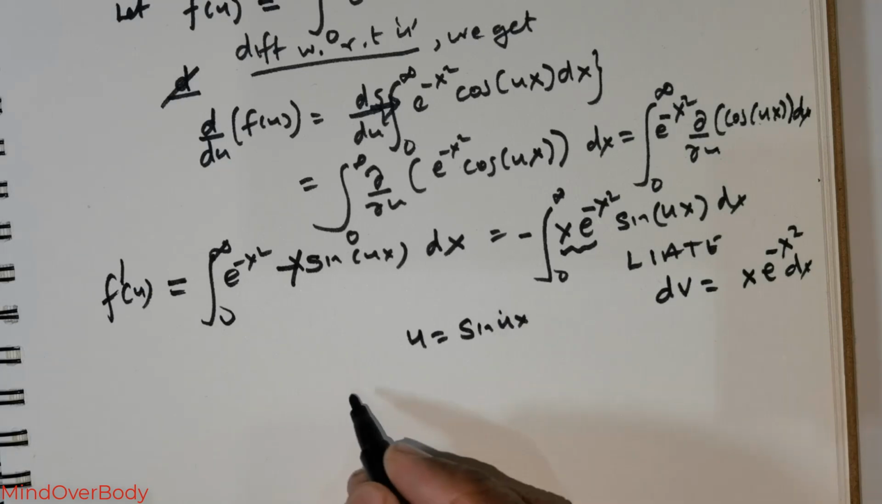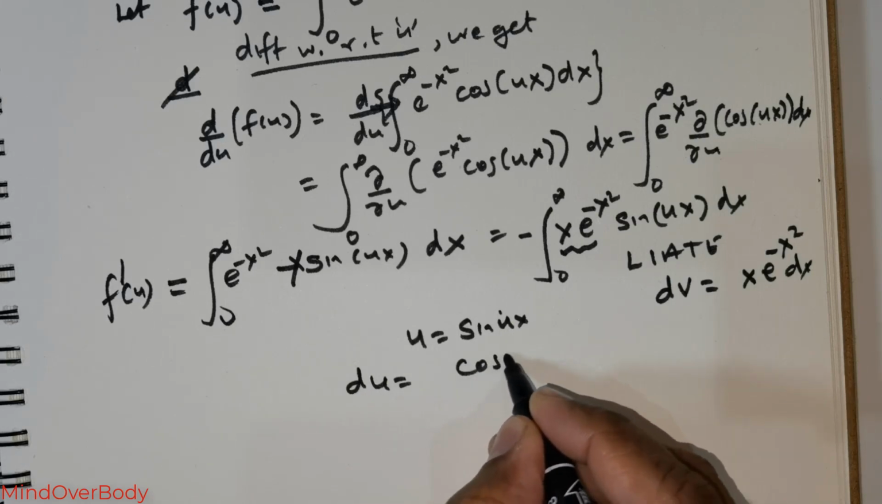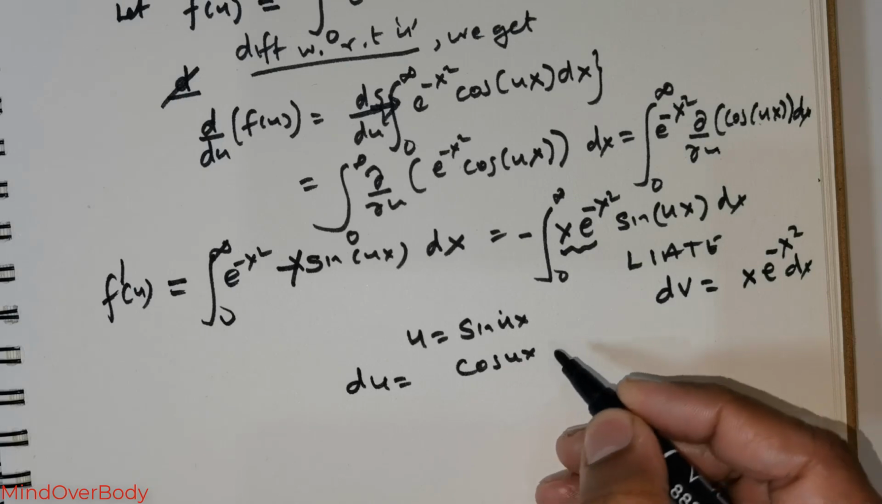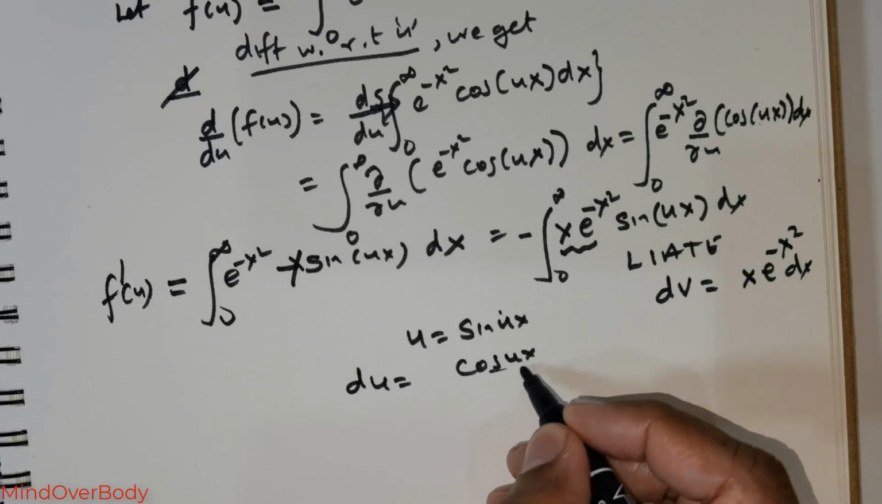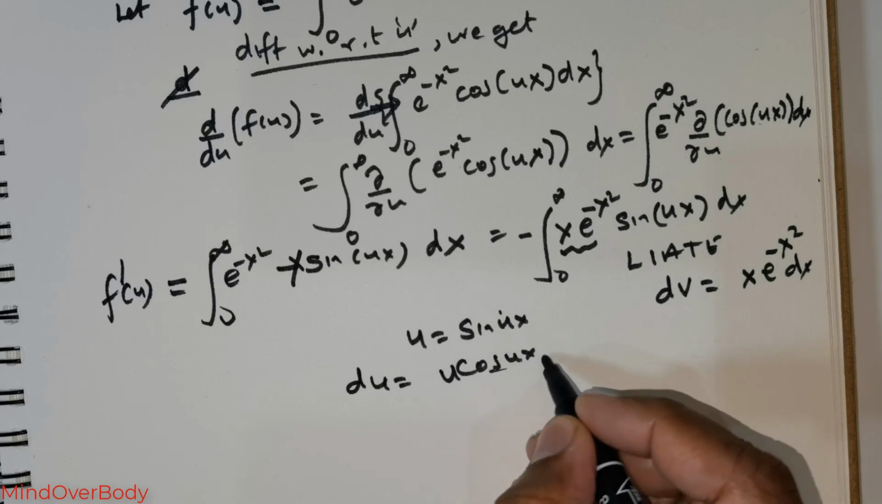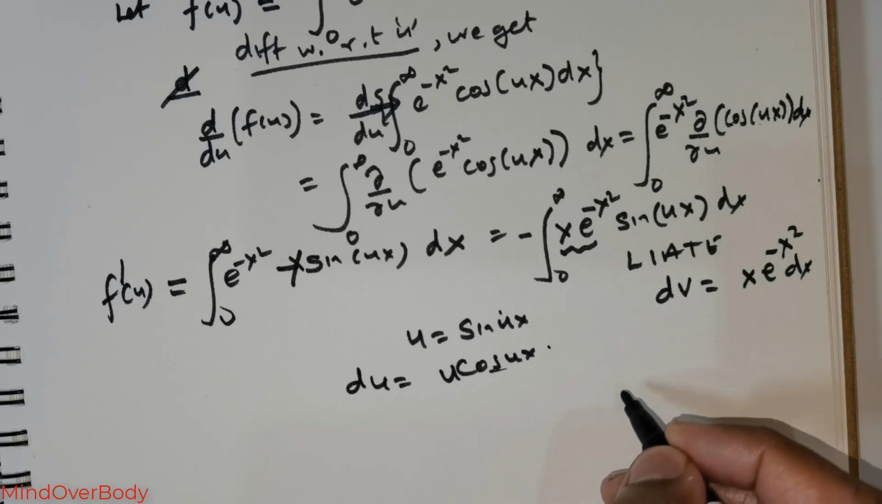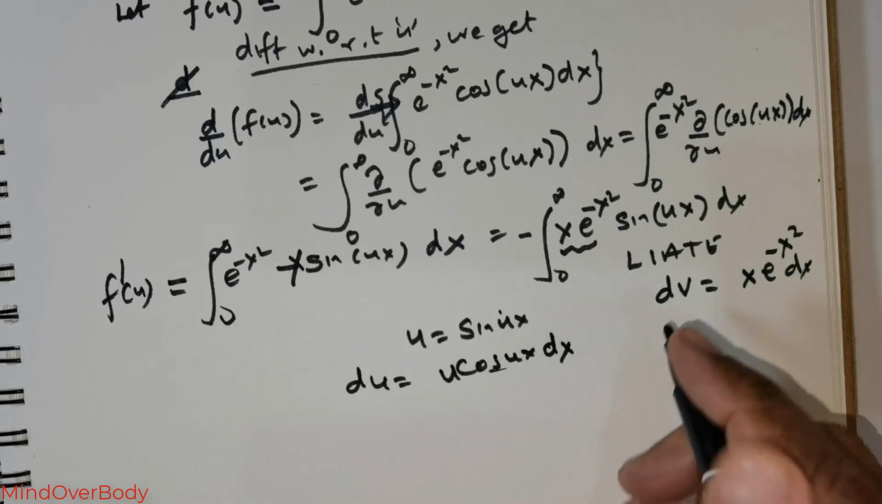Right? So if I were to differentiate this to get du, on the right side this is going to be cos of u times x into the coefficient of x, which is actually u, right? So we place that u there, and then the differential of x is going to give me dx. So this is what I get for du.